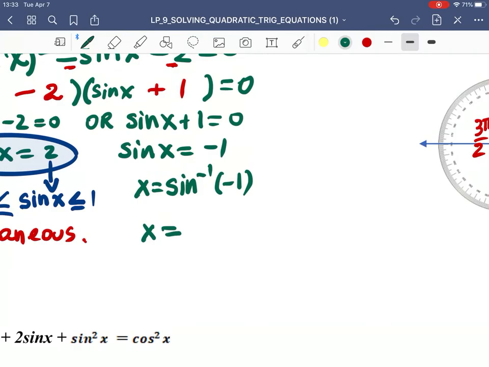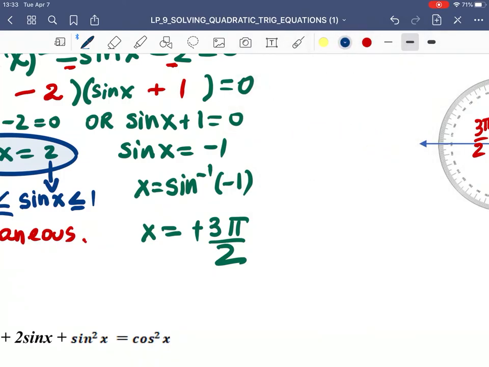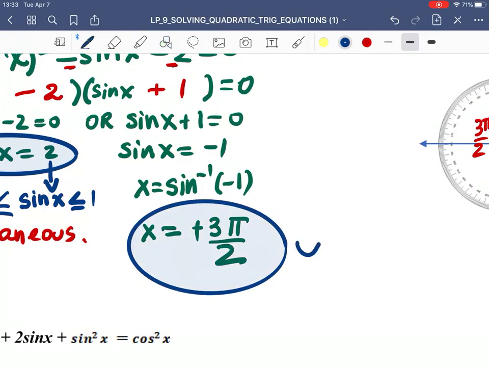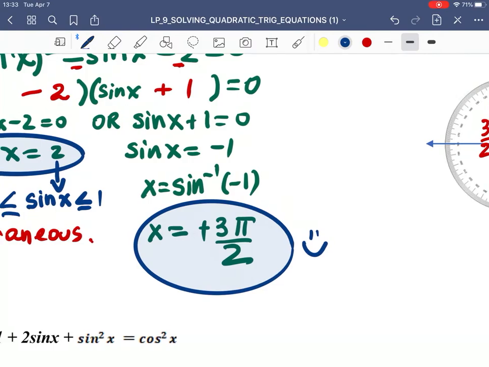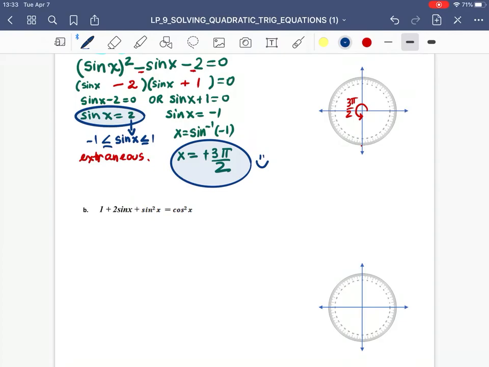So we are going to say that we're ready to state our solution, our only solution to this equation. So that's x equals 3 pi over 2, everyone. And I am going to circle this. Here we go. Okay, so that's the end of this solution here.